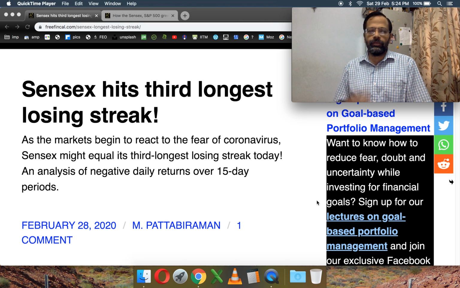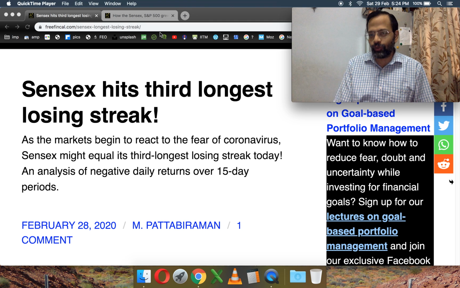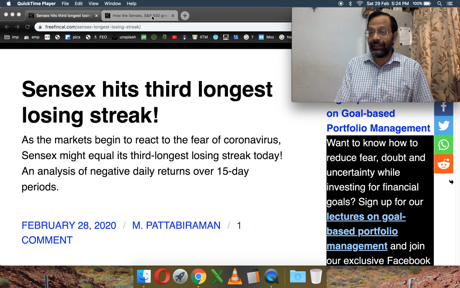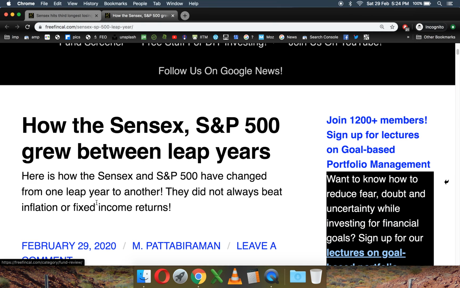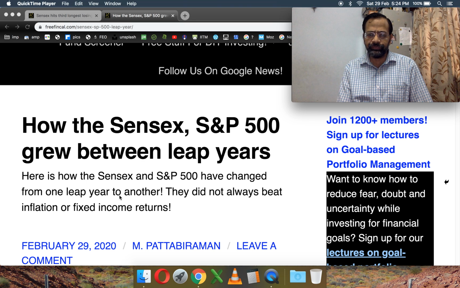Yesterday we talked about the Sensex having hit the third longest losing streak, that is 12 negative days out of a 15-day rolling window. And today let's talk about how the Sensex and S&P 500 have grown between leap year to leap year. So today is 29th of February. As you all know, 2020 is a leap year, and let's find out how these two indices have grown and if there are some lessons from it.